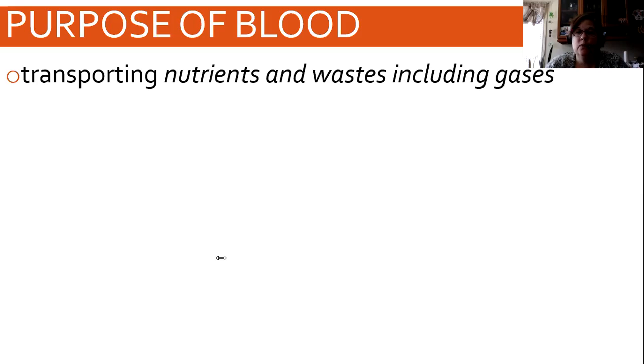Well, carbon dioxide is one of the cell waste products, but there's lots of others. One is urea, for example. Okay.